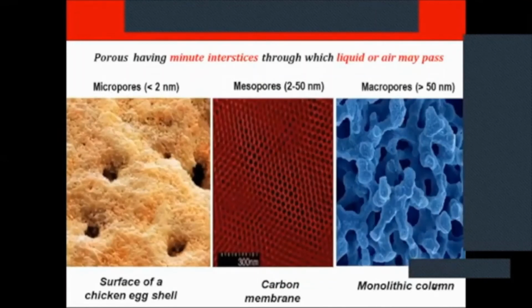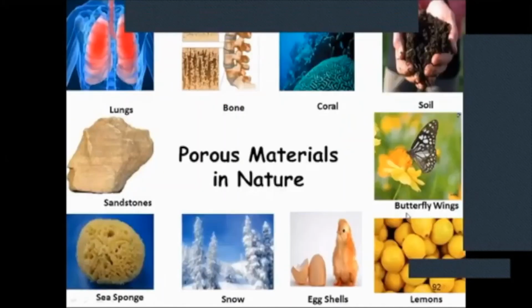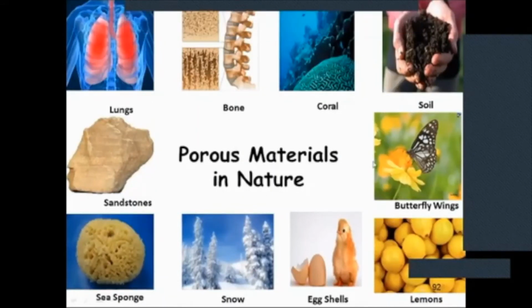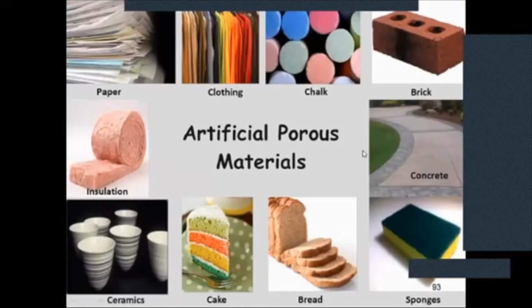Surface of a chicken eggshell, which has micropores less than 2 nanometers. We have mesoporous material, carbon membrane, 2 to 50 nanometers, and macropores more than 50 nanometers, or in a monolithic column. So these are all the porous materials existing in nature: lungs, bones, the alveoli in the lungs, and then sandstone, sea sponge, eggshell, lemons, etc. And these are the artificial porous materials: clothing, chalk, brick, concrete, sponges, bread, etc.